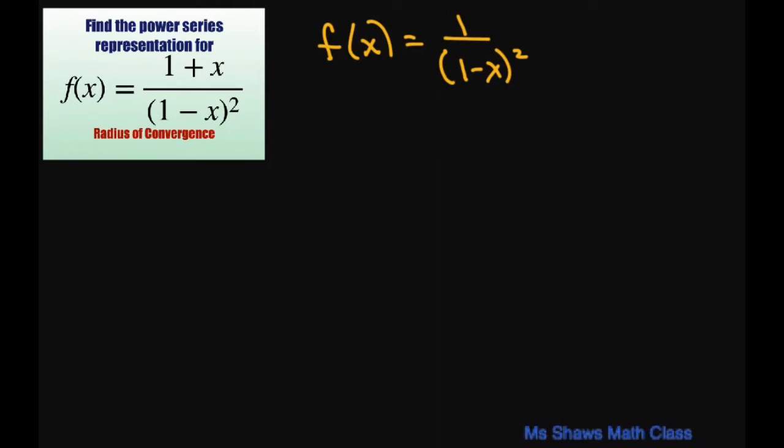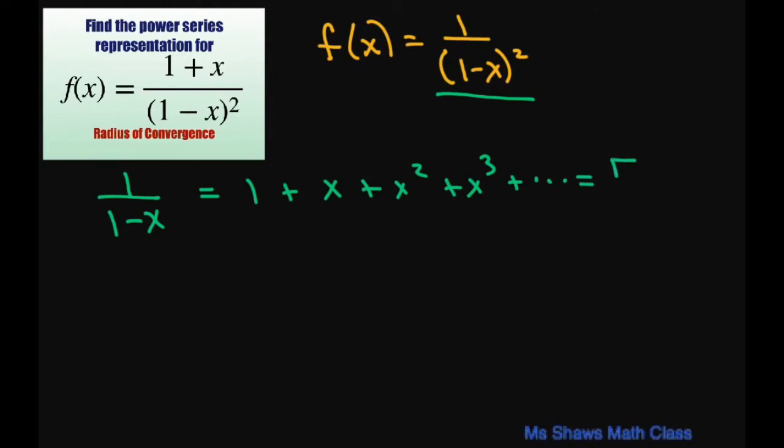Now, the way we can find this one is take 1 divided by 1 minus x, and note that it equals 1 plus x plus x squared plus x cubed plus dot dot dot. And that's going to equal the sum, n equals 0 to infinity, of x to the power of n. So basically, this one would be x to the power of 0, x to the power of 1, x to the power of 2, and so forth.